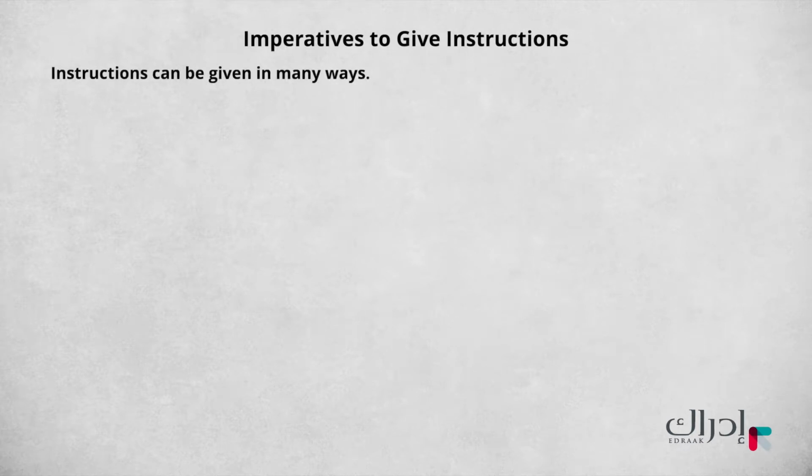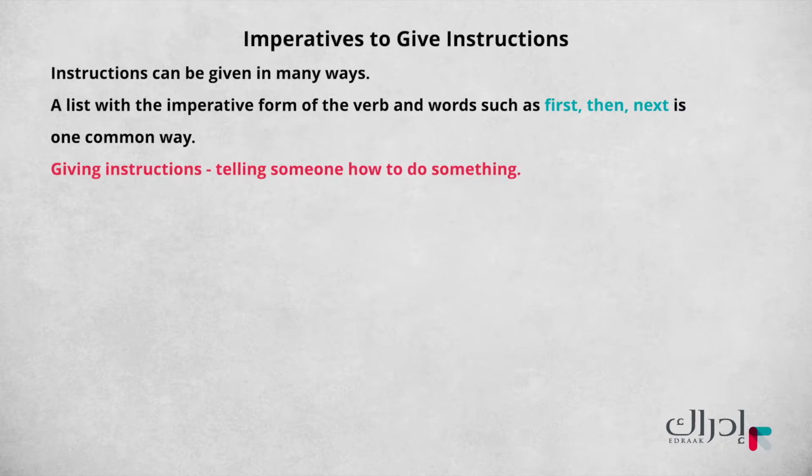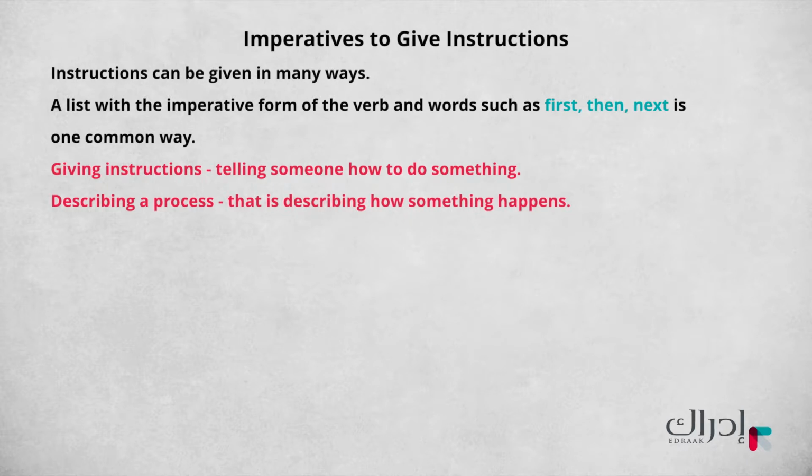Instructions can be given in many ways. A list with the imperative form of the verb and the words such as first, then, next is one common way. Continuous text using the present tense form of the verb with you and should is another common way. Make sure you distinguish between giving instructions, that is, telling someone how to do something, and describing a process, that is, describing how something happens.